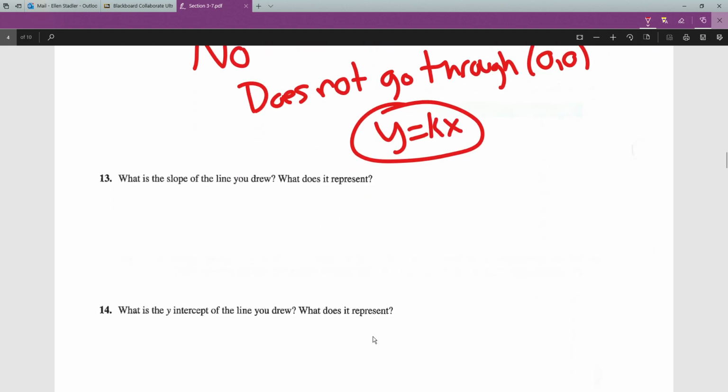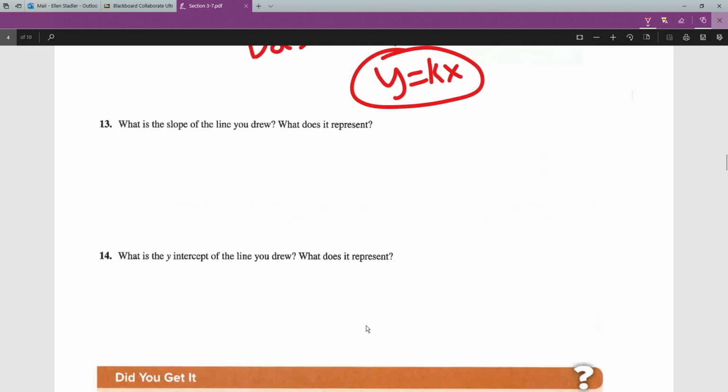Continuing on, number 13 asks, what is the slope of the line I drew? That hasn't changed. The slope is still 9. What it represents has not changed. It still represents the cost per one pizza.